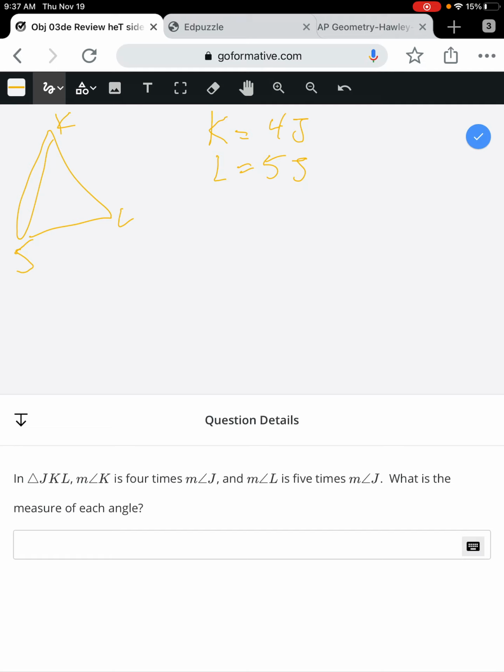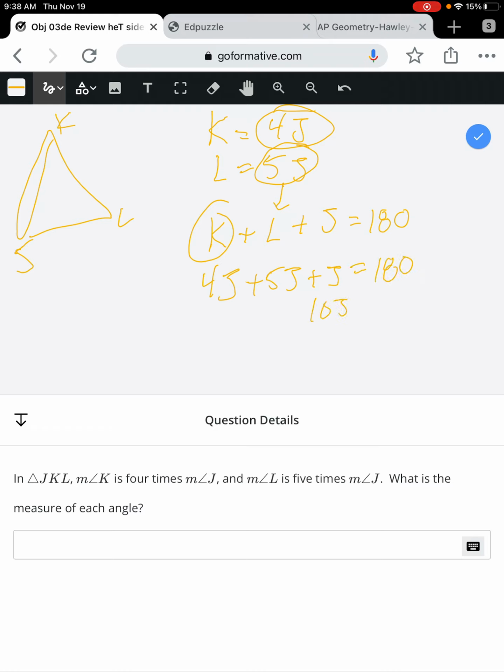And there's something that I know, that the 3 angles in a triangle add to 180. So I know that whatever the measure of angle K is, plus the measure of angle L, plus the measure of angle J is going to be equal to 180. And what I do is I replace that. So I'm going to replace K with 4J. I'm going to replace L with 5J. So that's going to be 10J is equal to 180, divided by 10.